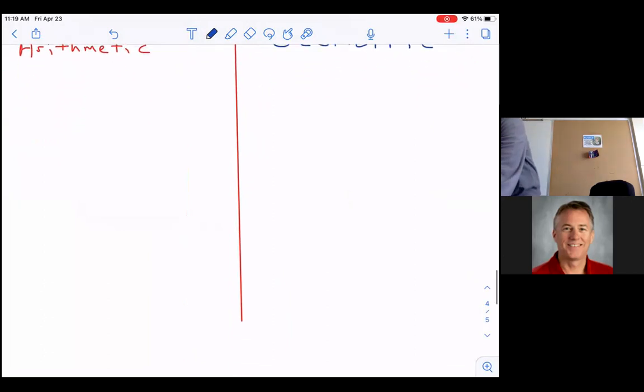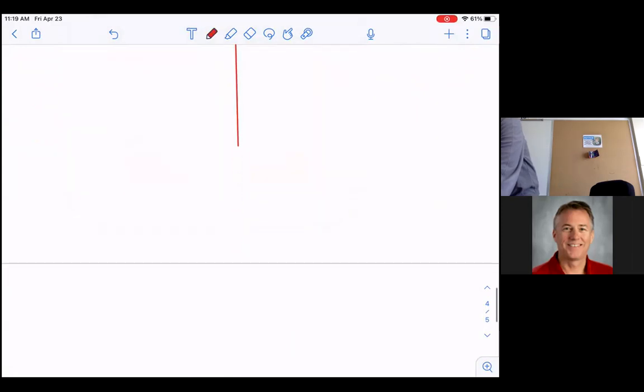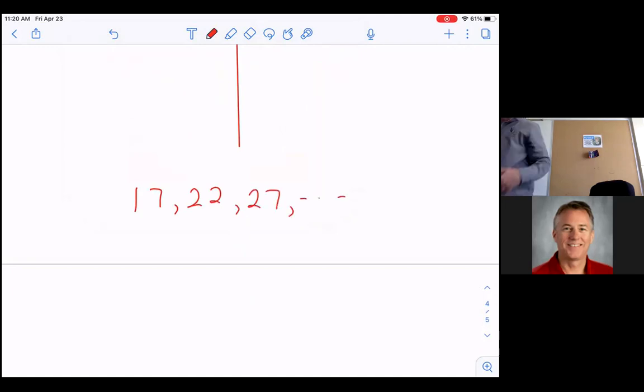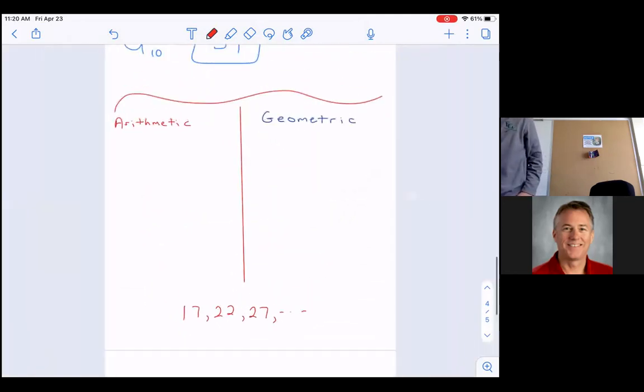I'm going to start with the first one. I'm just going to write a string, and you can wait a minute to write this down if you want to, because I'm going to then take it and slide it. If I start with the numbers 17, 22, 27, and that designated our pattern. Well, the first question is, is it arithmetic or is it geometric?